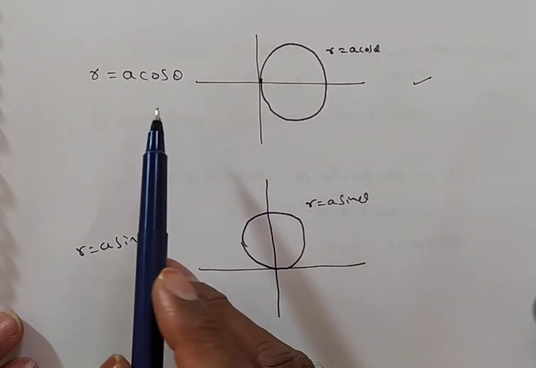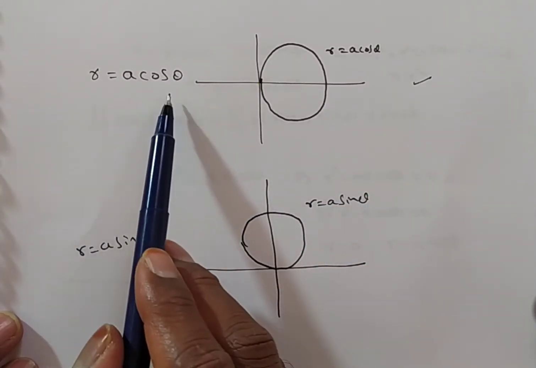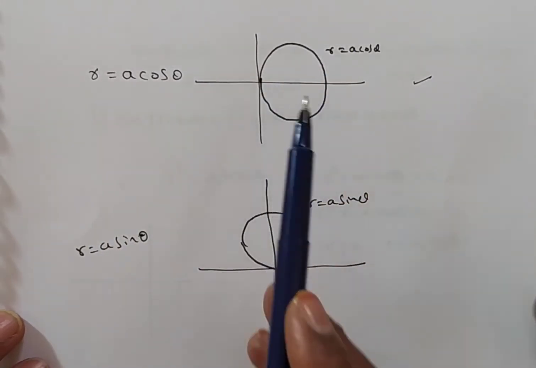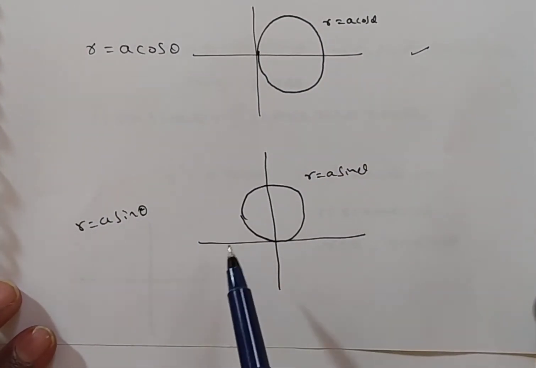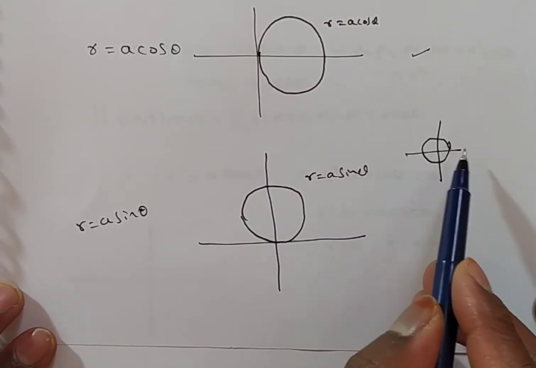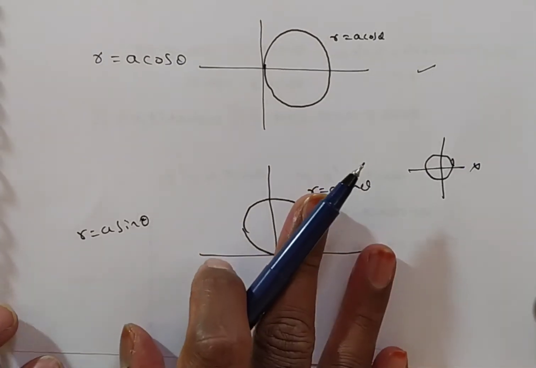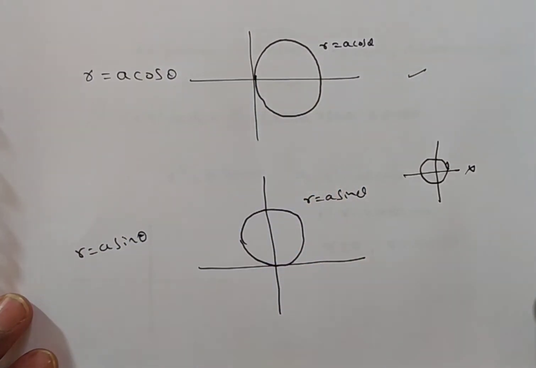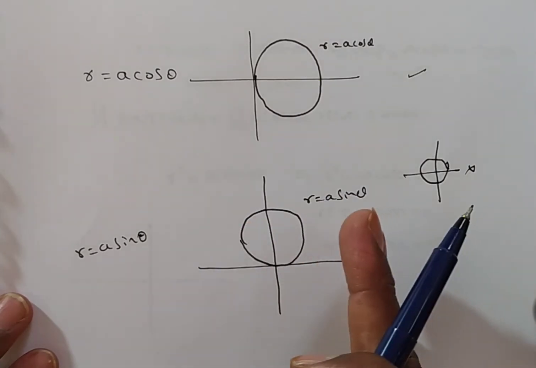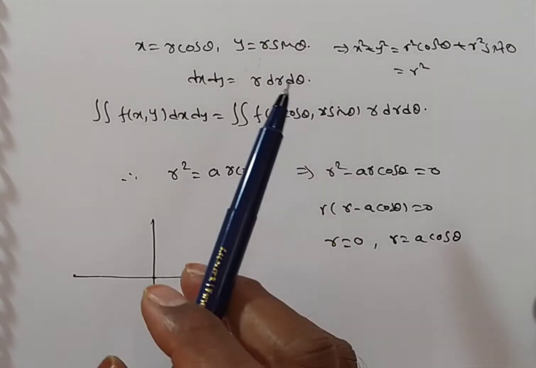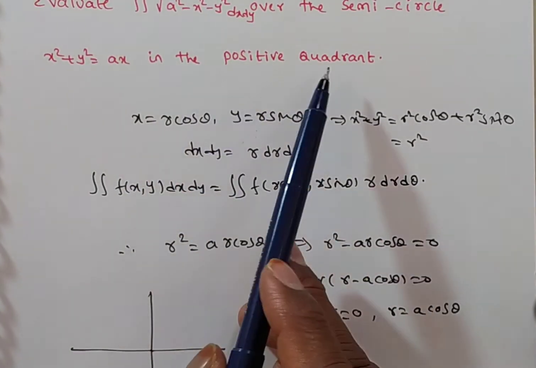Friends, you have to remember, the graph for r is equal to a cos theta is this one, and if r is equal to a sin theta, then you will have it like this, not like a general circle, remember. Now you observe this is above the axis and below the axis is also there. This is the right side part and this is the left side part. Here what is mentioned is that the region is in the positive quadrant.